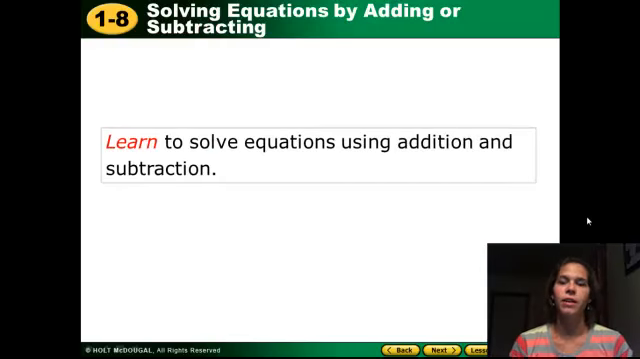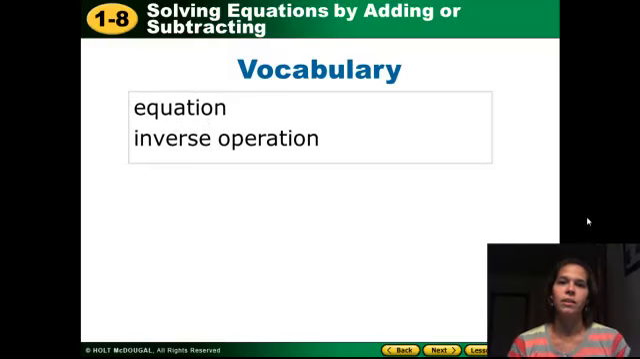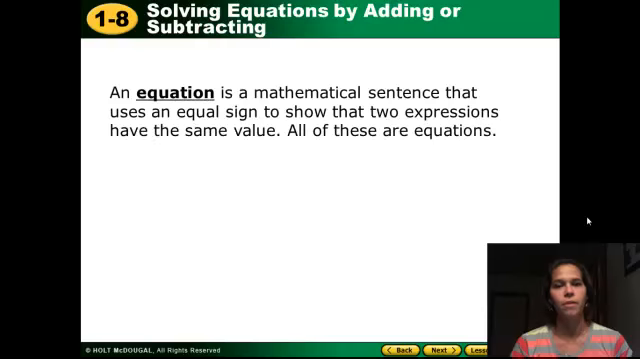1.8, solving equations by adding or subtracting. We're going to learn to solve equations now. We're moving on from expressions and combining them into equations. So the two vocabulary terms are equation and inverse operation, which is how we're going to solve these.